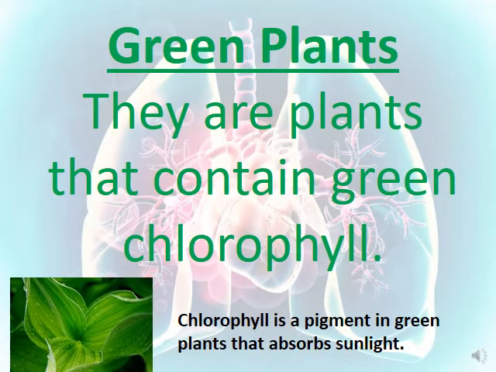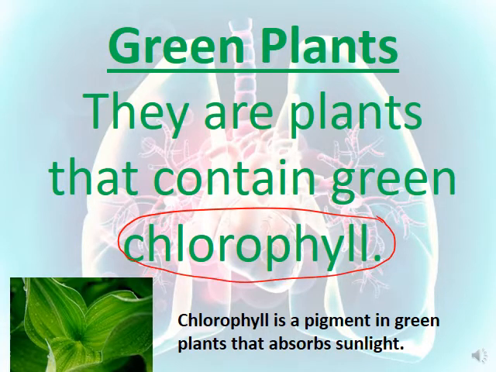Green plants. What are the green plants? Green plants are the plants that contain the green chlorophyll. Also, they are known as chlorophyllous plants. So these plants contain a pigment. This pigment is found only in green plants and it absorbs the sunlight. That's why the plants look green in color.